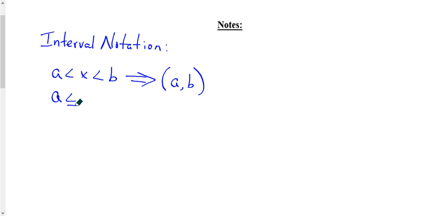Well, let's change it just a little bit. A less than or equal to X less than B. In interval notation, that would look like this. Do you see the difference? This hard bracket here means that we are including A. It's inclusive of A, because of the less than or equal to, but up to B, not including B. You follow me?